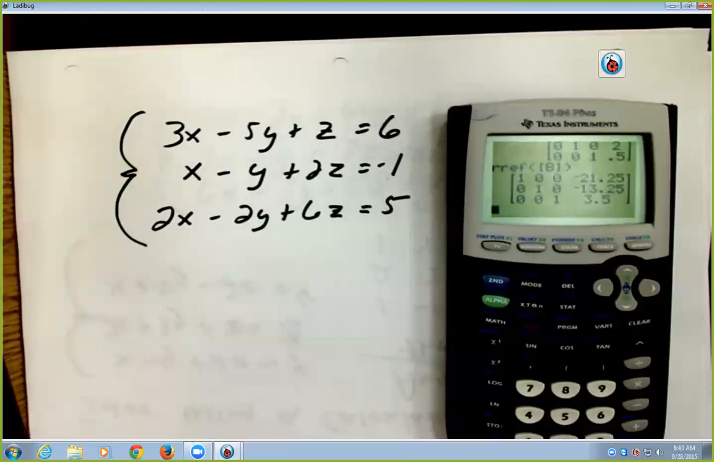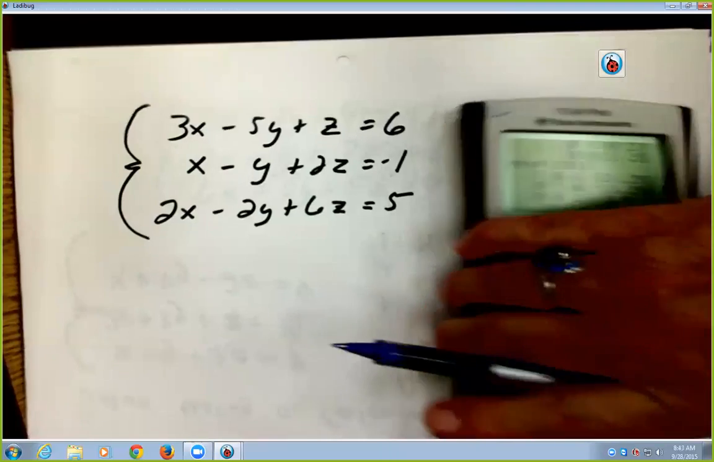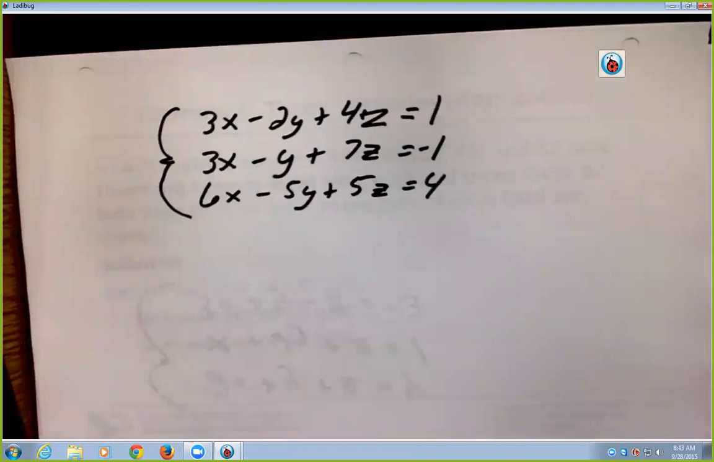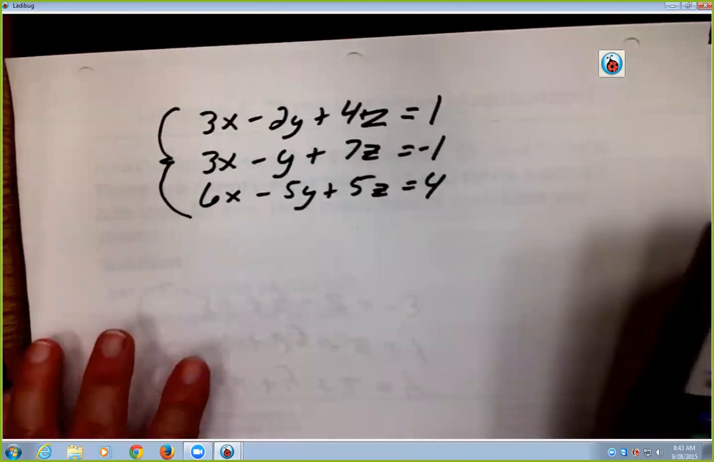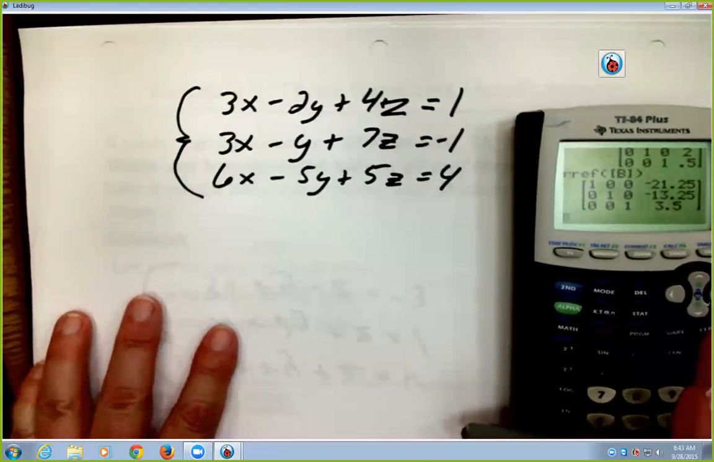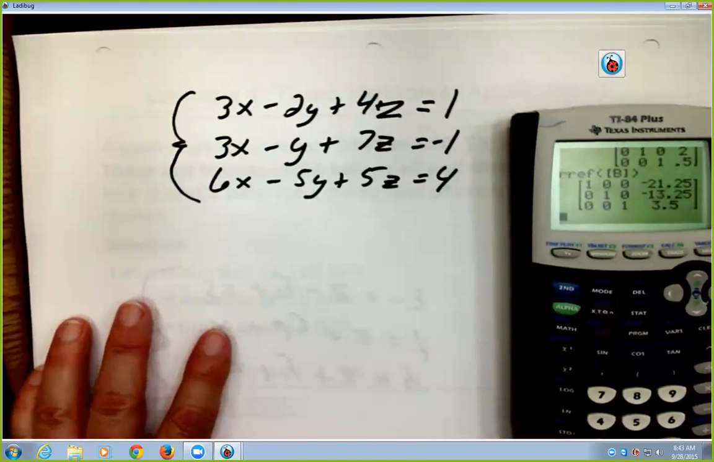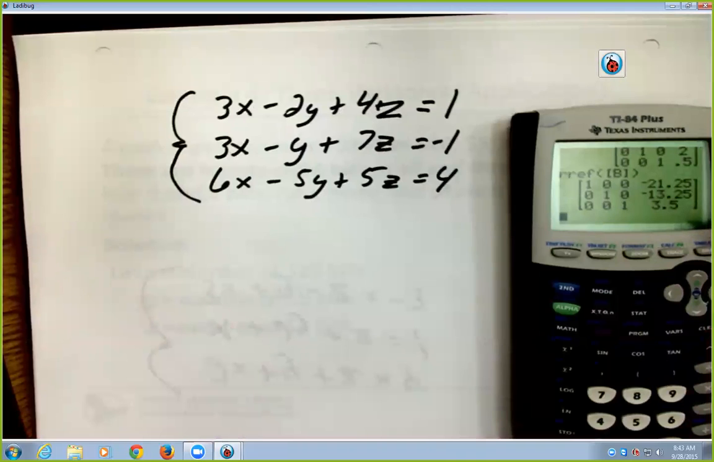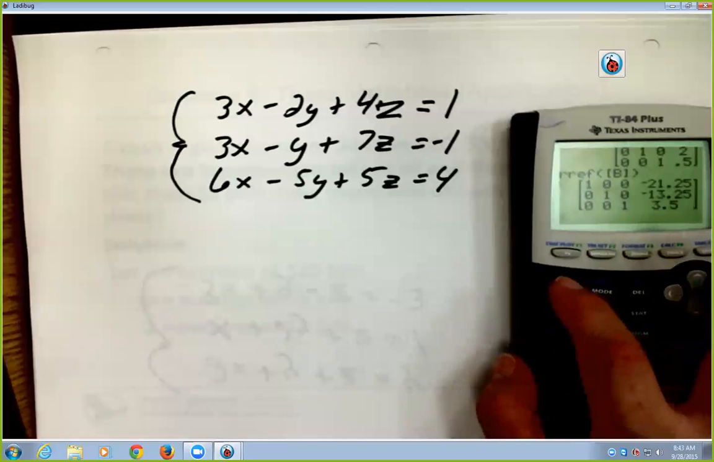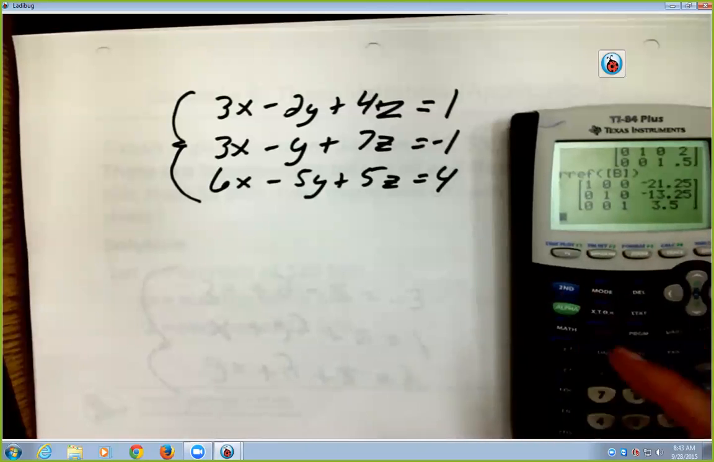Okay, let's see if we can do another one. I think I got one more up here that we can take a look at and see what we end up with. What do we get for this one? I'll leave my answers up here. Be real careful in making sure you enter stuff the way it should be. That's why that double checking stuff is so important to do.